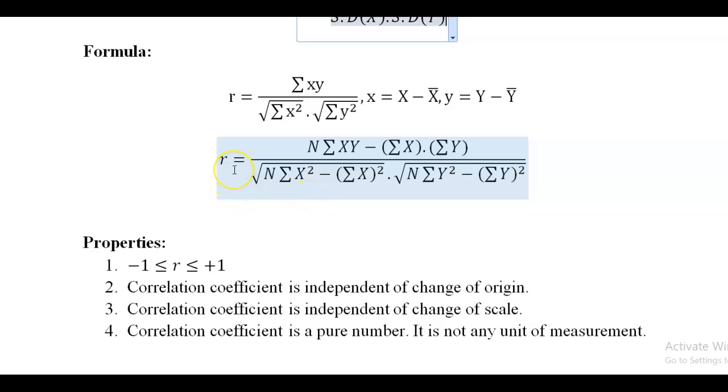The next formula is r equal to n into summation xy minus summation x summation y, divided by square root of n into summation x square minus summation x the whole square, multiplied by square root of n into summation y square minus summation y the whole square. So this one represents the covariance of x comma y, this one represents the standard deviation of the variable x, and this one represents the standard deviation of the variable y, right?